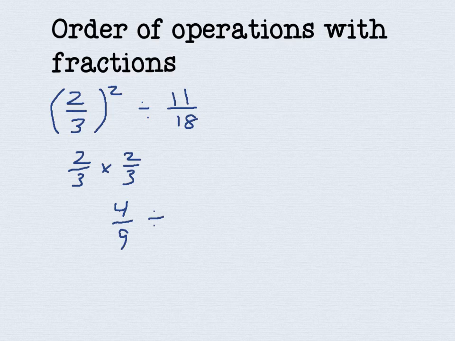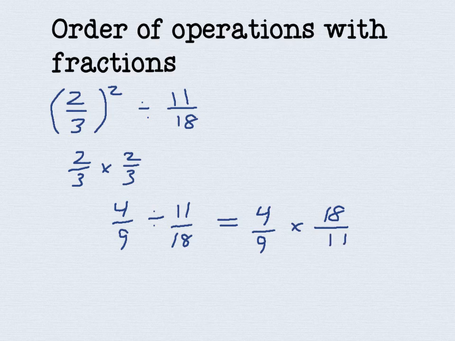That must be divided by 11 over 18. We cannot divide. We must convert all division to multiplication. The first fraction stays exactly the same, 4 over 9. The divide changes operation to multiplication, and the second fraction must always invert. So 18 over 11. Now any cancellations are possible. You can do those first.